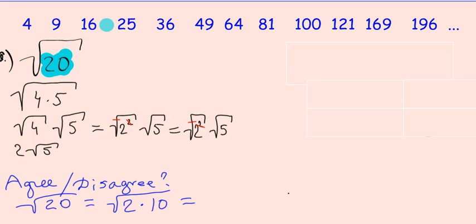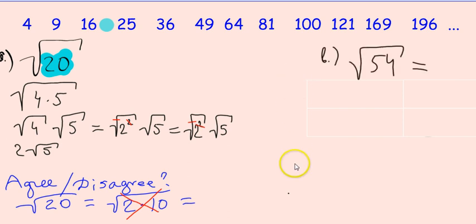Do you agree or disagree with the following question? You should disagree, because the student broke 20 into a product of 2 and 10. That really doesn't help us because neither 2 nor 10 is a perfect square number. So we can't really proceed with simplifying it further. This is not a helpful approach.